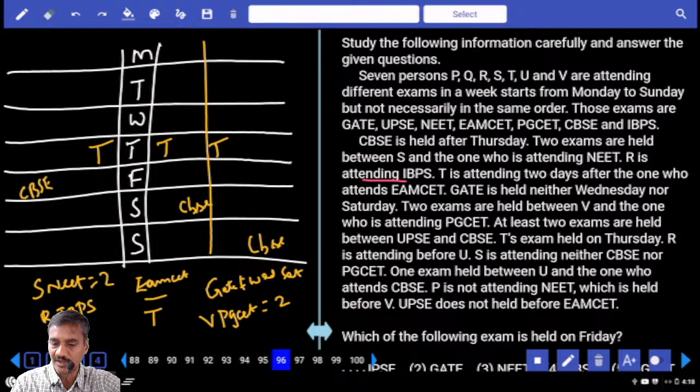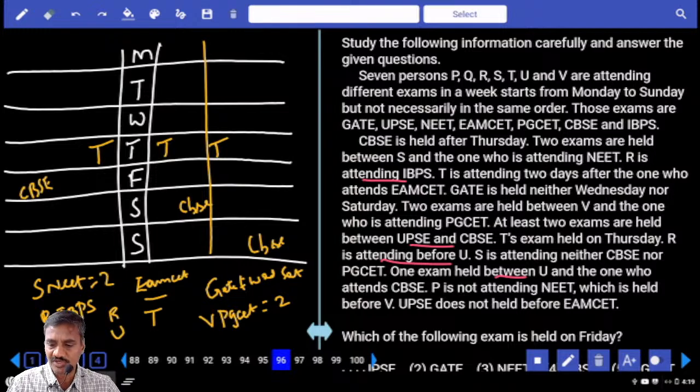And R is attending before U. Now this R is attending the examination before U. And S is attending neither CBSE nor PG set. One exam held between U and CBSE. Now between U and CBSE, there must be exactly 1 examination. Now, between U and CBSE, which attends first here? And at least 2 examinations are held between UPSC and CBSE. At least 2. And 1 examination between U and CBSE.